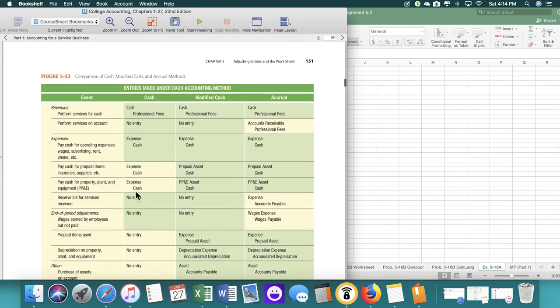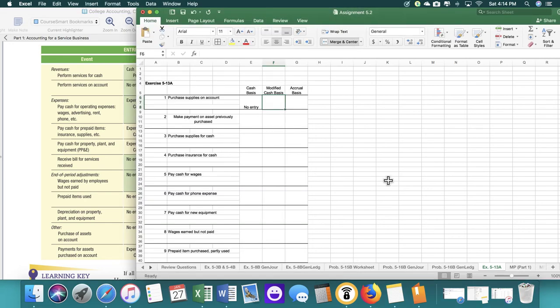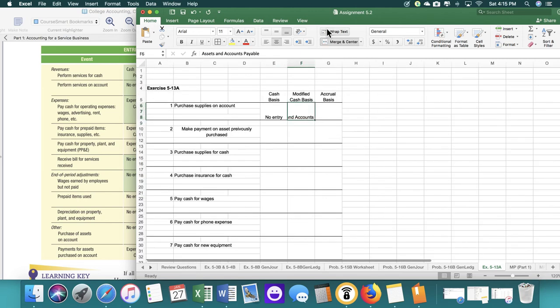So there's going to be no entry for the cash basis. Modified cash, we're going to do assets and accounts payable. Accrual is going to be assets and accounts payable. So this gives you basically where it shows up. You may need to highlight it and click on wrap text, and that's going to help make sure you get everything in. And so those two are going to be the same.